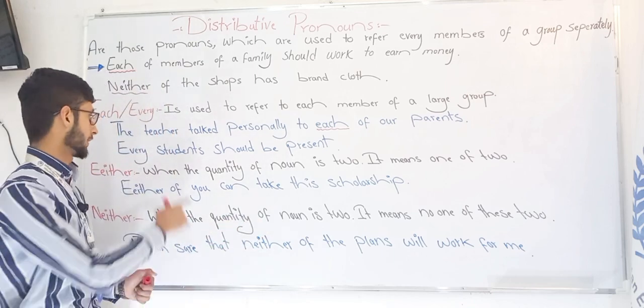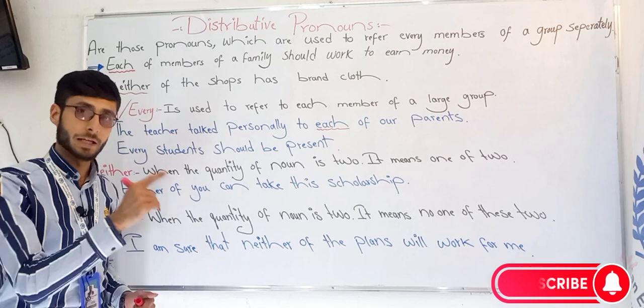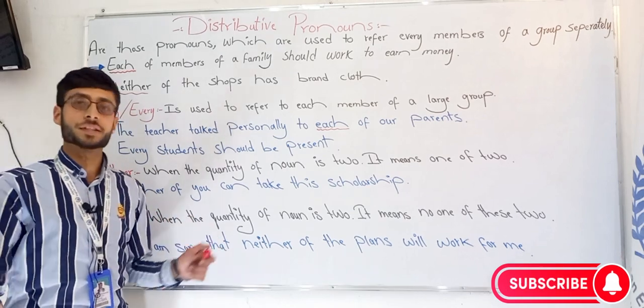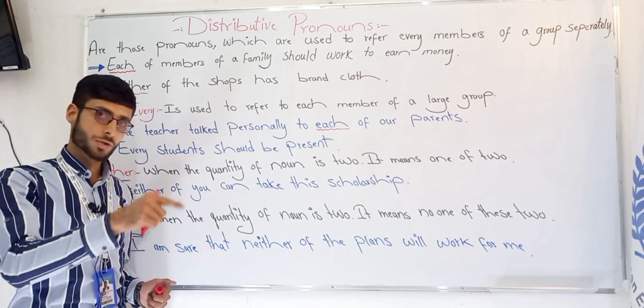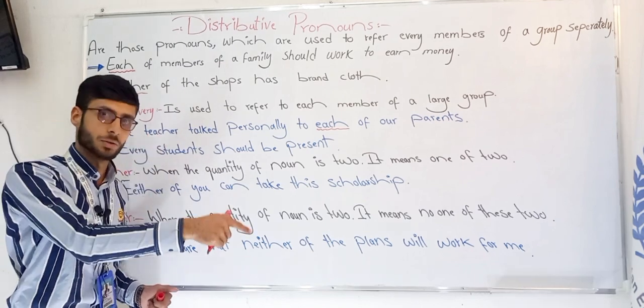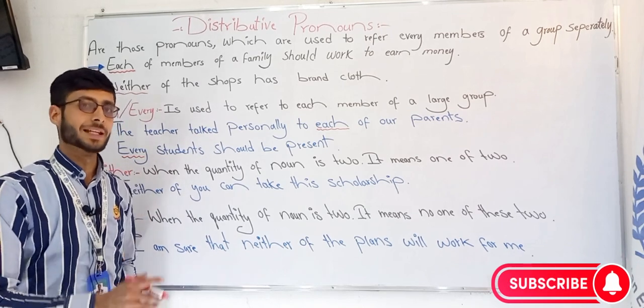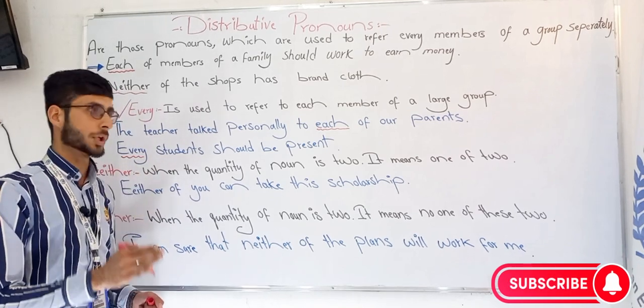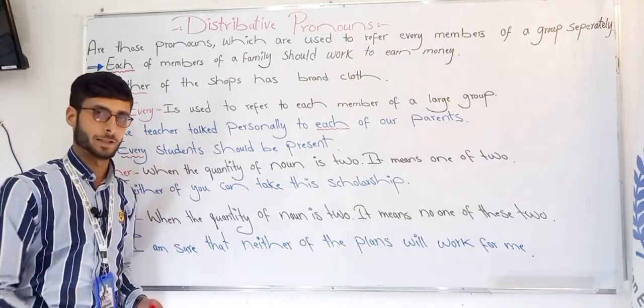Or the next sentence: Every student should be present. Every student. There are lots of students in the class somewhere. I want to mention each of them. Every student. And here every is one of the distributive pronouns. یعنی هر یکی از شاگردان باید چی باشد؟ حاضر باشن. Every, each means هر یکی.